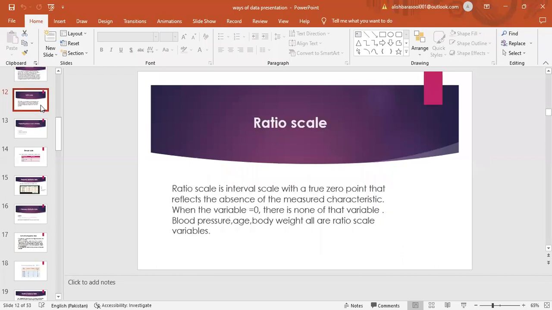Ratio scale. Ratio scale is an interval scale with a true 0 point that reflects the absence of the measured characteristic. When the variable is 0, there is none of that variable. Blood pressure, age, and body weight are all ratio scale variables.